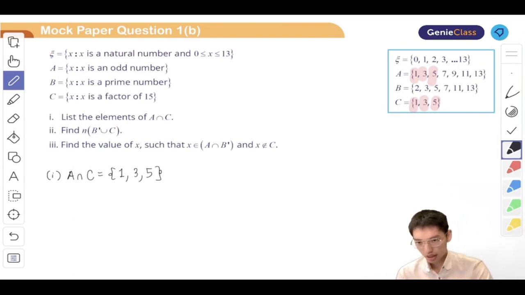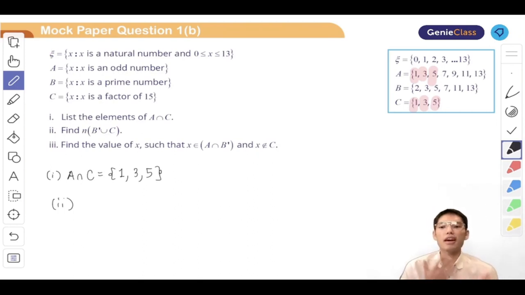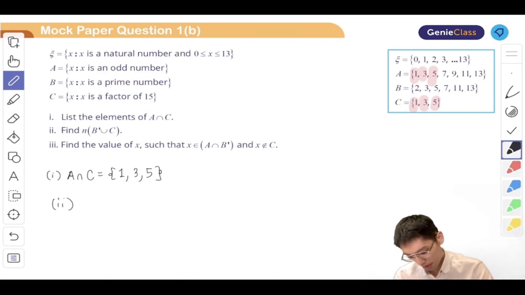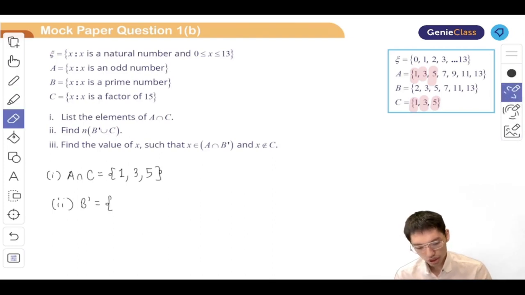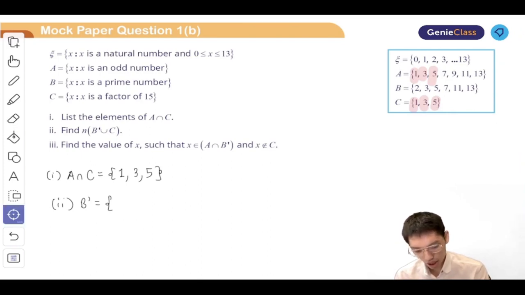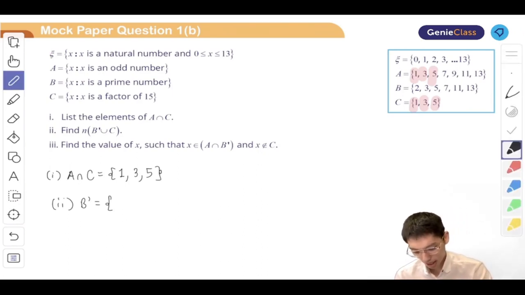Now for the second part, find the number of elements in B prime union C. This is a bit of a handful because you have to find B prime, then the union, and then the number of elements. So let's do it step by step. B prime over here means not in B. Can anybody tell me a few elements that are not in B for me? This is my B over here. So give me some elements that are not in B. Write it down for me. What are some elements that are not in B?